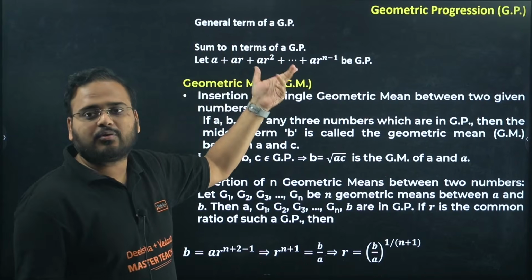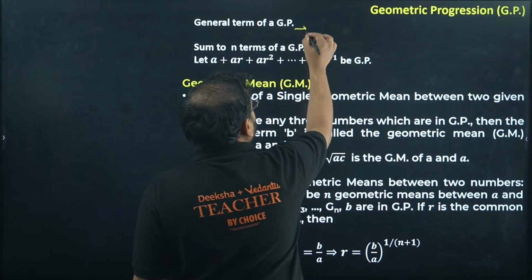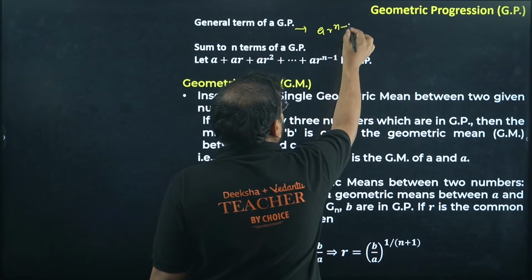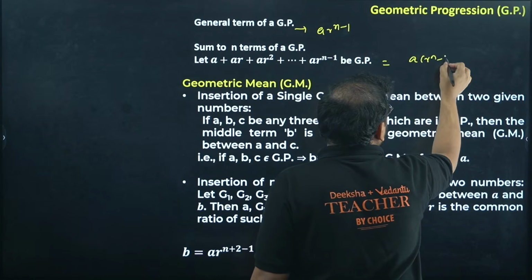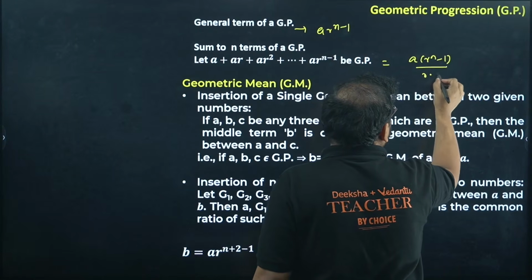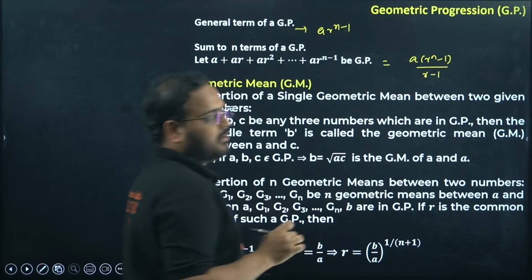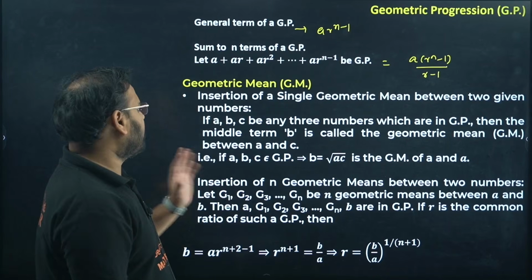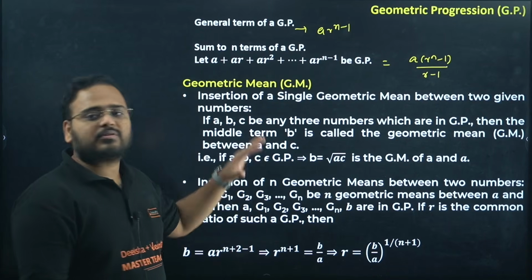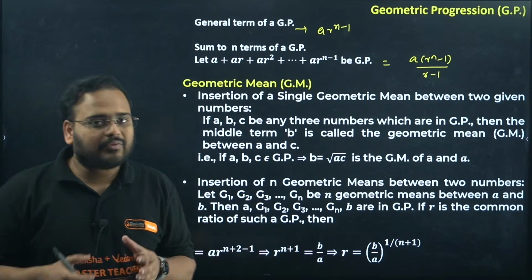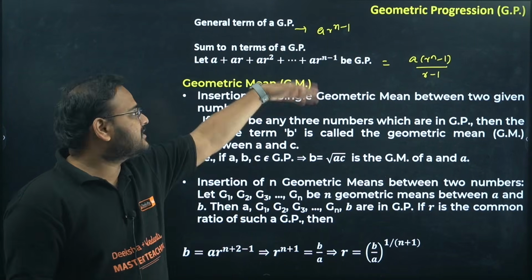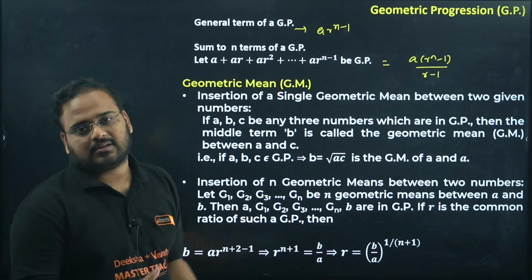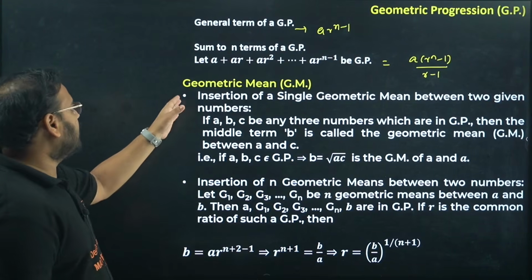As I mentioned already, both formulas are written. For the general term, the formula is a r power n minus 1. And the other formula, if you remember, as I wrote, is a times r power n minus 1 upon r minus 1. This is your sum of n terms formula. Clear, right? Very clear, straightforward result. Now, as I mentioned, most of the questions come from your geometric mean, so we have to give importance to this side right now, because all of this you already learned in your previous grades. Let's look at geometric mean now.